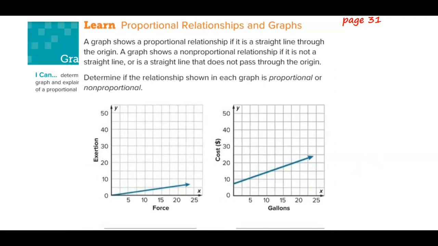In order to be a proportion, a graph has to meet two criteria. The first criteria is it has to be linear. It has to make a straight line. The second criteria is it must pass through the origin, or the point 0, 0.